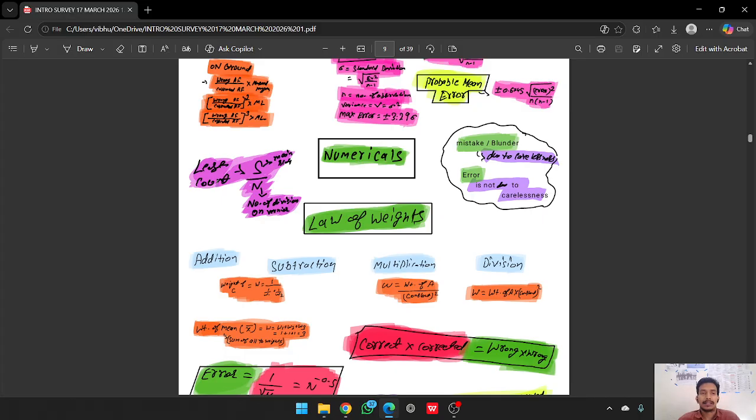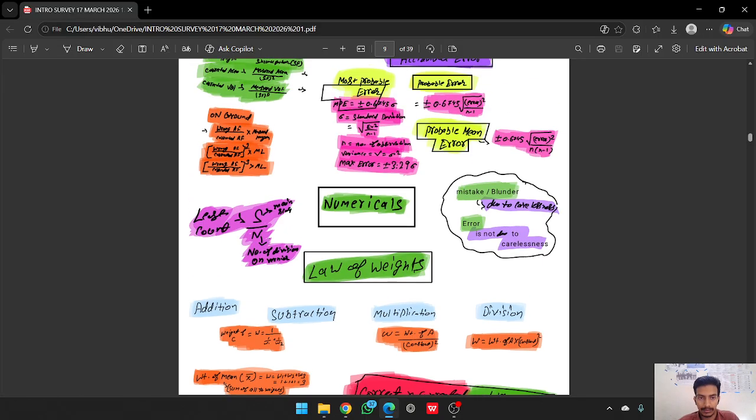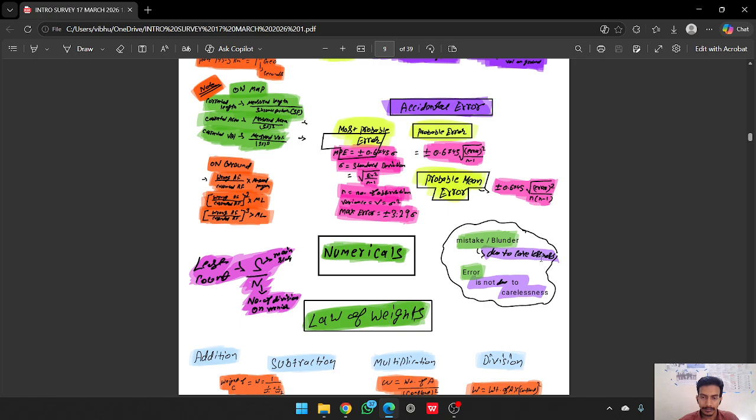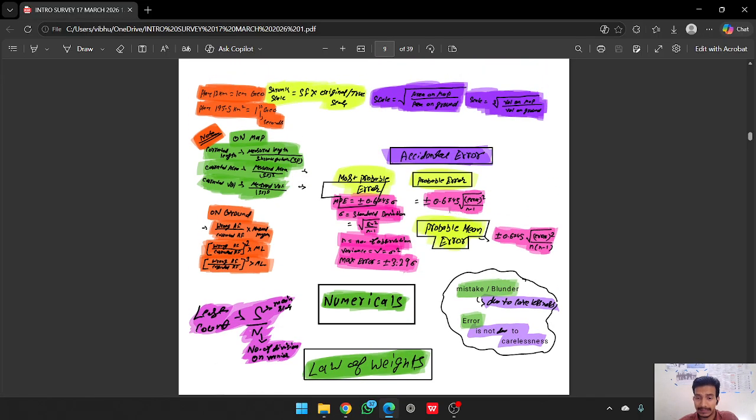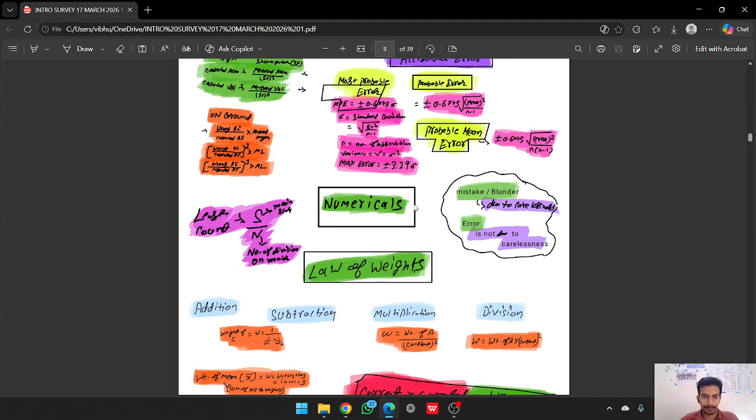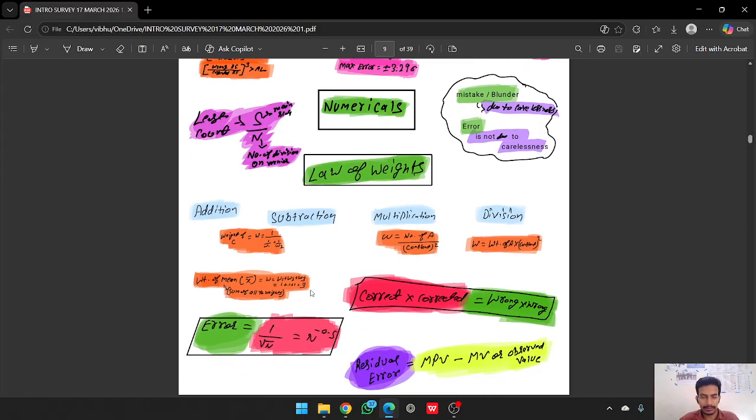There is also an important term, least count. What is least count? The main scale upon the number of divisions on the vernier scale is known as least count. Like there is a mistake or blunder due to carelessness, known as mistake or blunder. Error is not due to carelessness. Okay, what is mistake and blunder and error? Accidental error is an error which can't be tolerated, without due to carelessness.